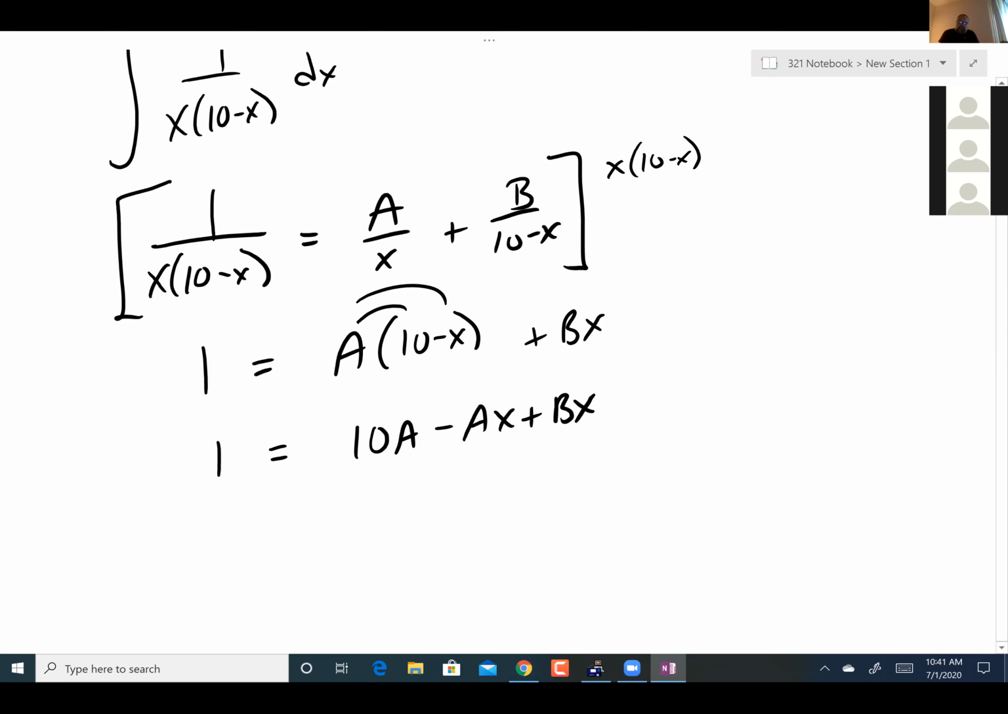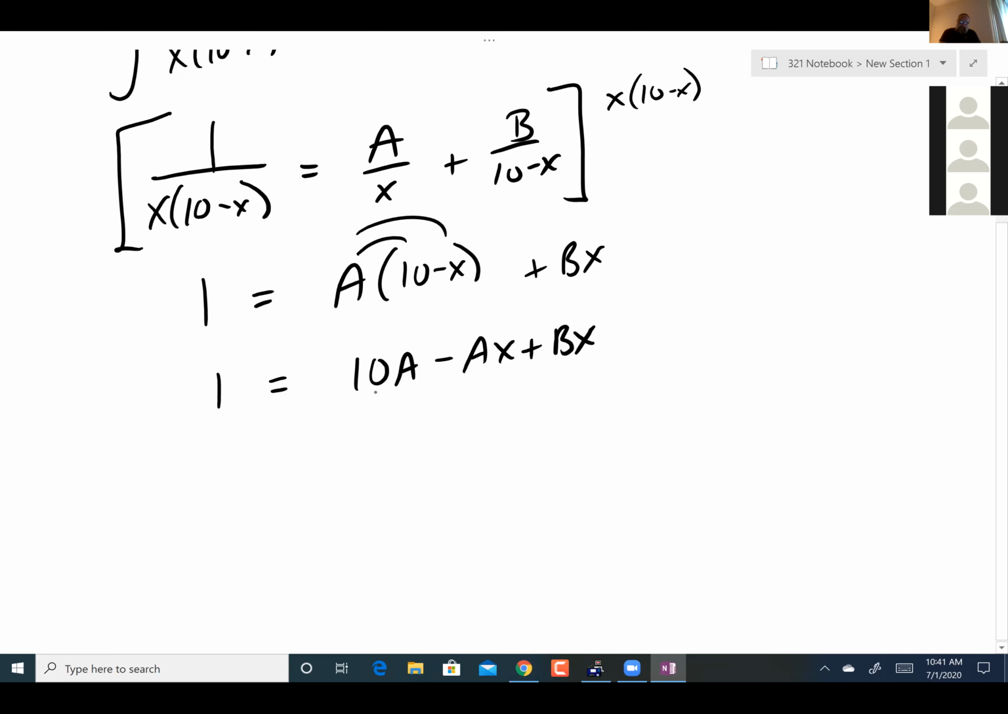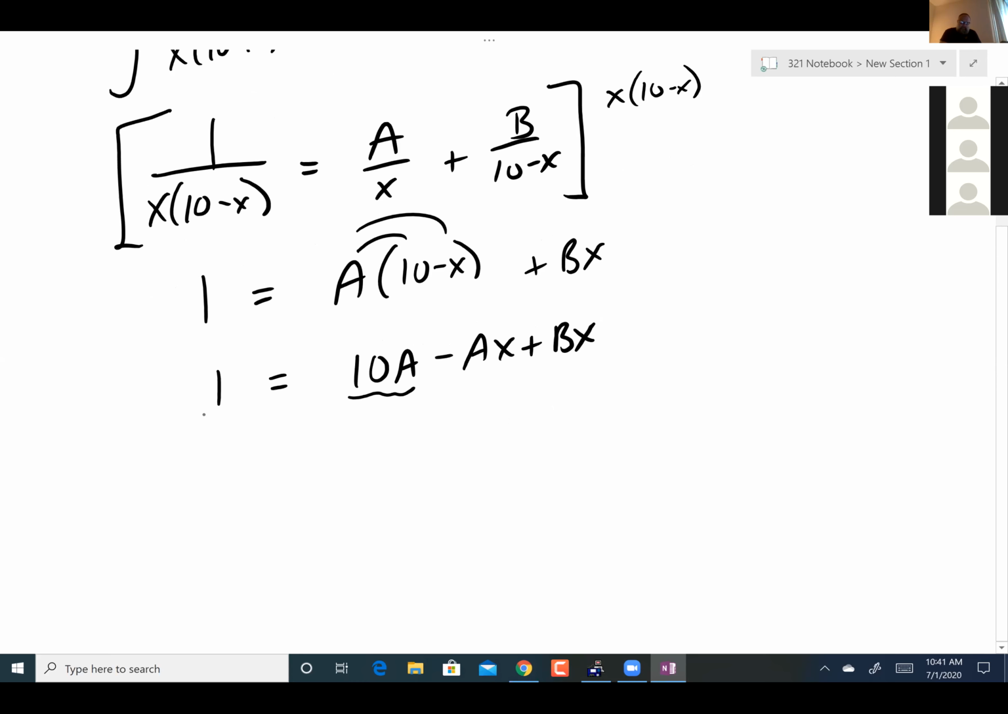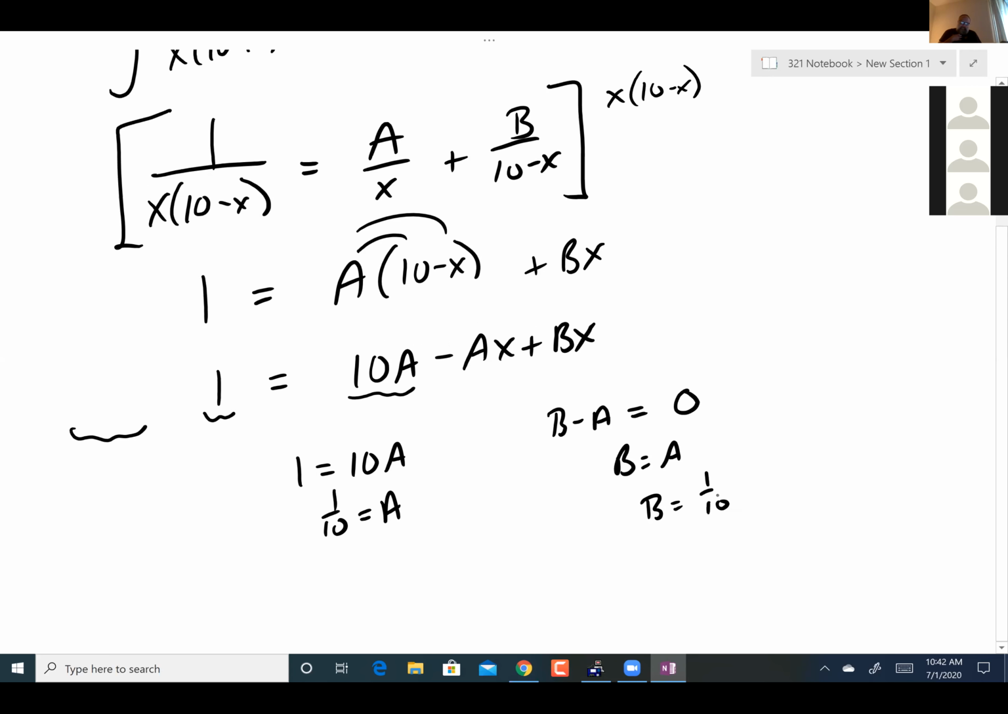That's cute. So what do I know here? These are my constants. So 1 better equal 10a, which means a is 1/10. And b minus a, those are my x's, better equal 0. Why? Because there's no x's over here. So b better equal a. And so then b is equal to 1/10 as well. That's how I was taught to do it. That's the way it usually makes the most sense to me.